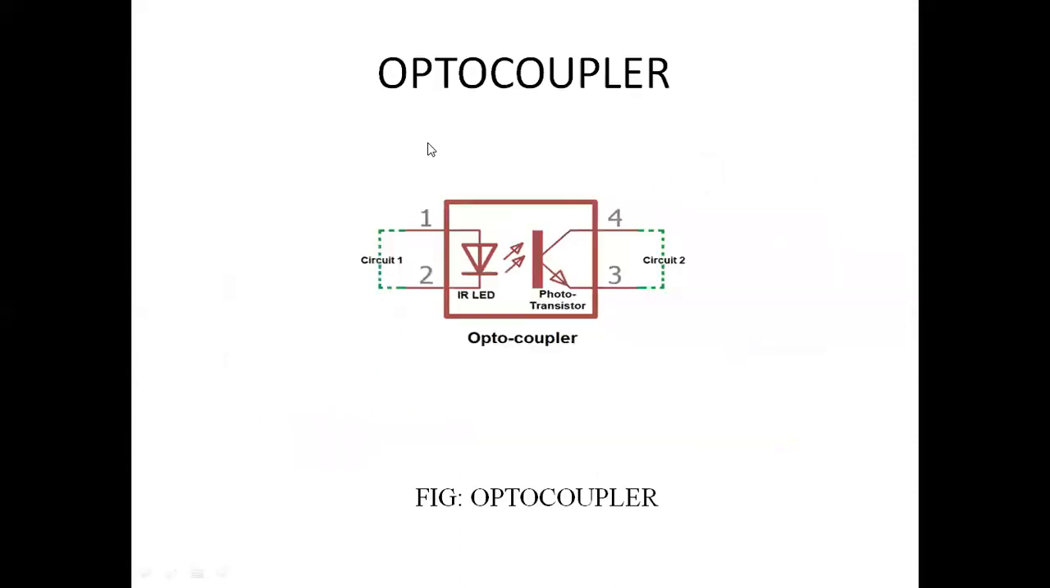Okay, so next we are going to see about optocouplers. What do you mean by an optocoupler? An optocoupler is a solid state device to isolate two parts of a circuit. It is a combination of two things: one is an LED and another one is a phototransistor.